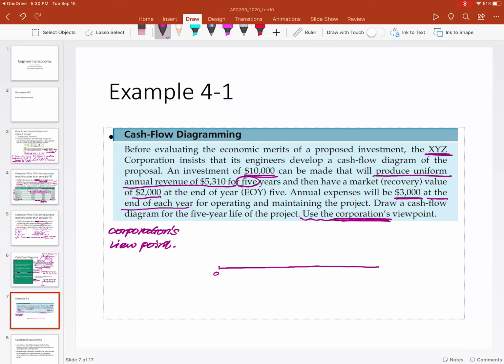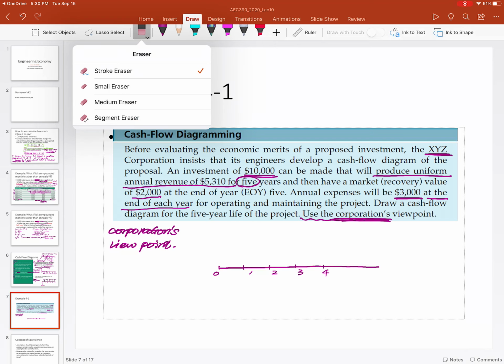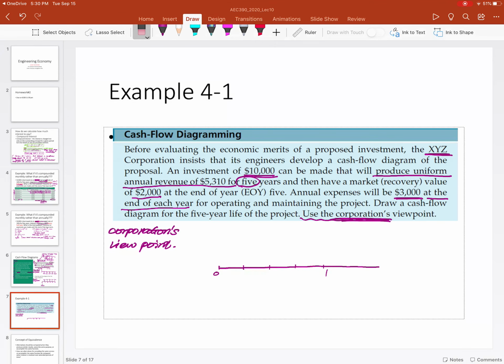So you start from 0, that's the beginning of the first year. You have 1, that's the end of the first year. 2, that's the end of the second year. 3, that's the end of the third year. 4, that's the end of the fourth year. Oh, I think this is too long. Maybe I need more space. I definitely need more space because we have very big cash flows.